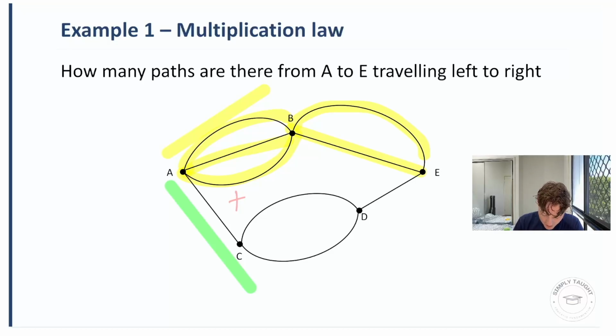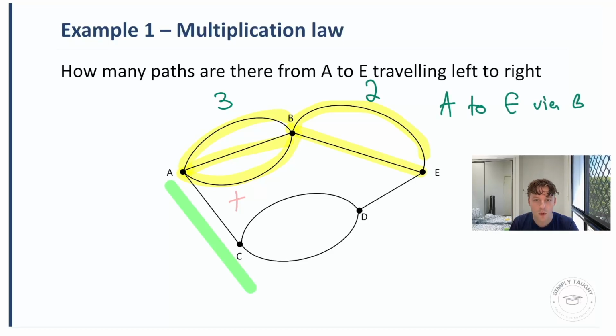Let me get rid of this first line so it looks a little bit cleaner. I've got three ways here and I've got two ways here. Okay, so to figure out the number of options going from A to E, I guess I could write via B because they're going through B. I would have 3 multiplied by 2, which would equal 6 different ways I can get from point A to point E if I go the top path.